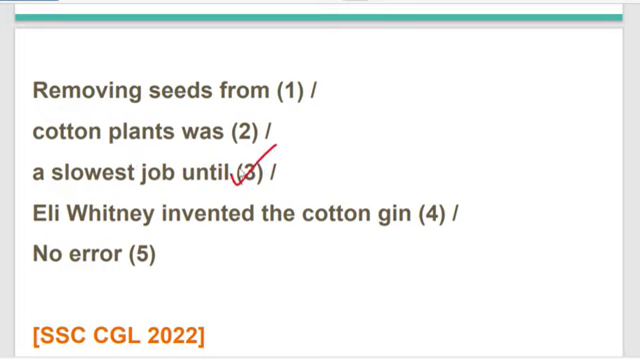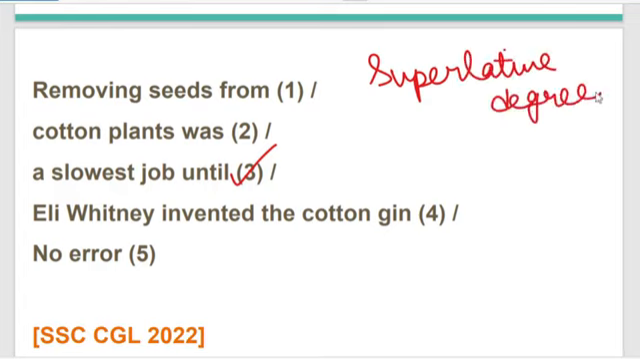Now before going to the question, let me remind you of a very important, crucial and easy rule of articles. Whenever we are using any superlative degree, according to the exceptional rules of articles, we have to use the definite article "the" before the superlative degree, right? So in this sentence, we have to do the same thing.